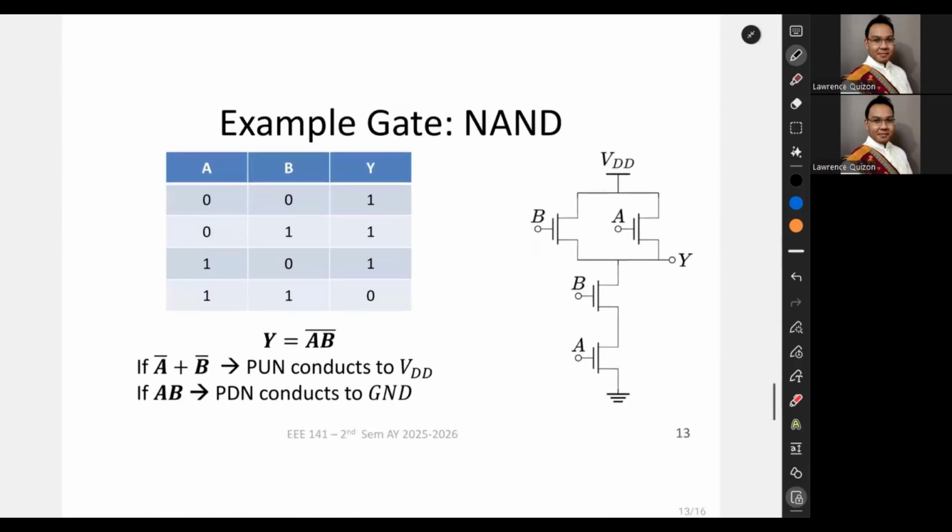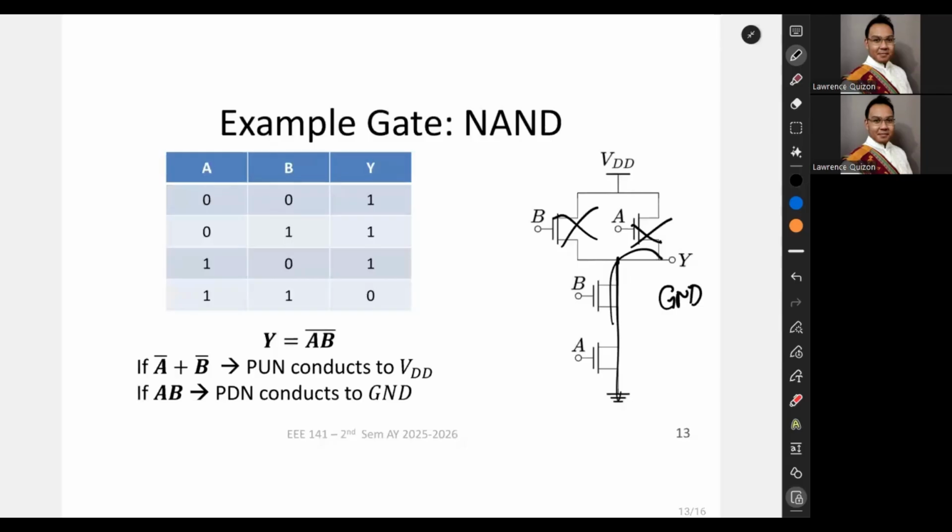So we can see here that, let's go through all of these. If these are 0, then these are off. But if these are 0, then these are on, and now Y is connected to VDD, right? Next, if A is 0, then this is off, but this is on, so it's connected to VDD. If B is 0, then this is off, but this is on, so Y is connected to VDD. Lastly, if A and B are both 1, then these are both on and these are both off, so Y is connected to ground.